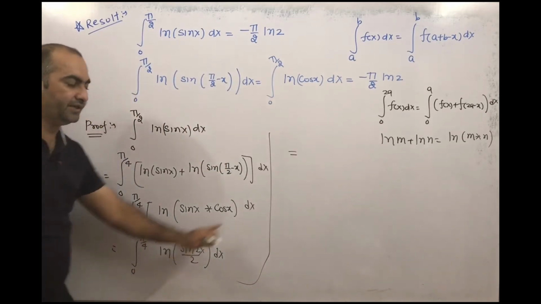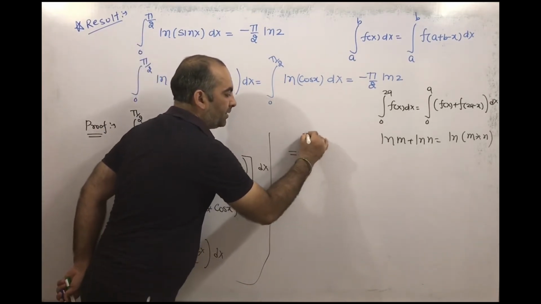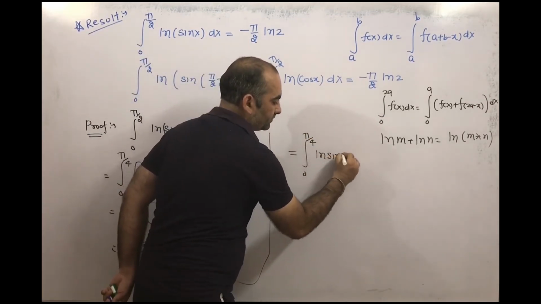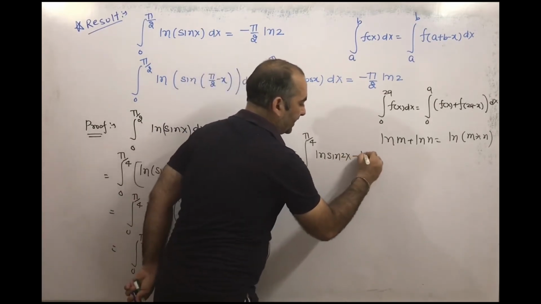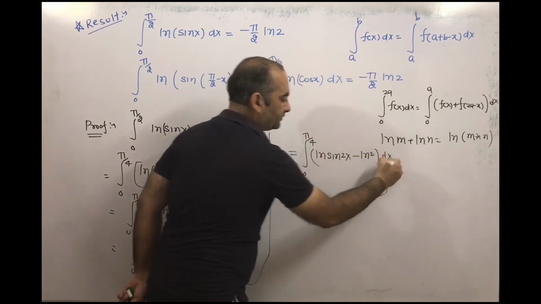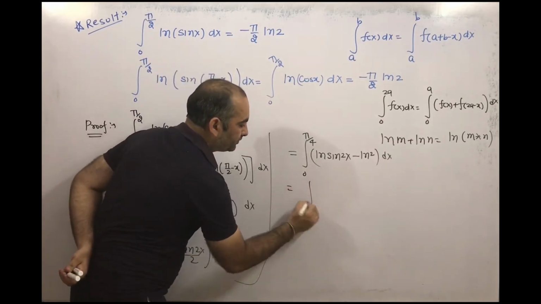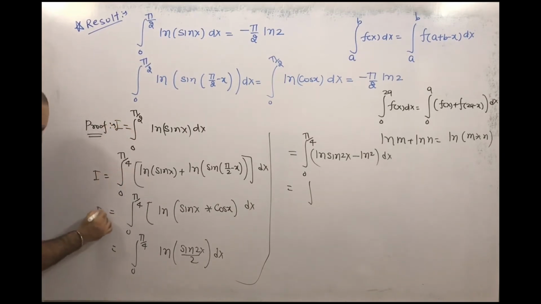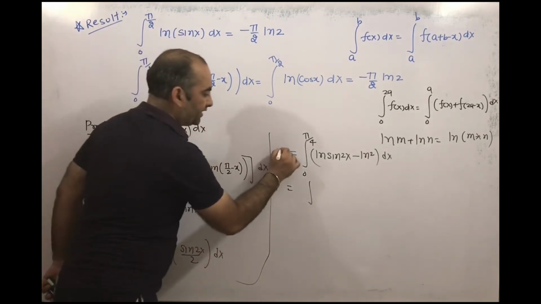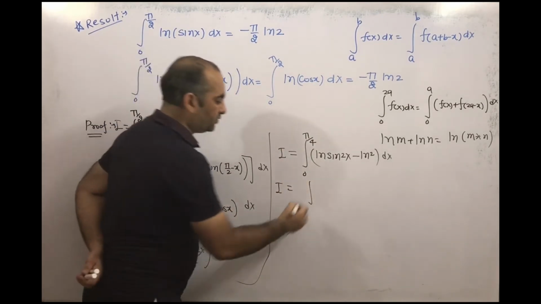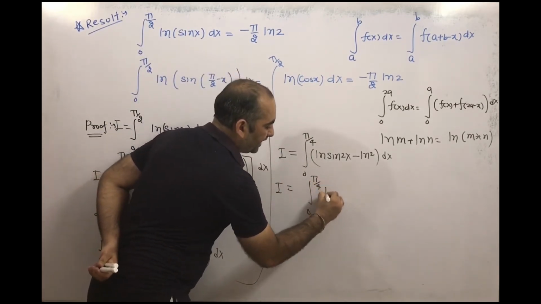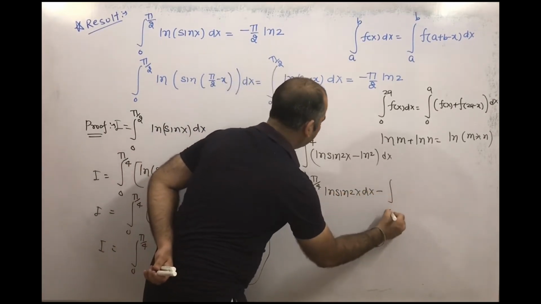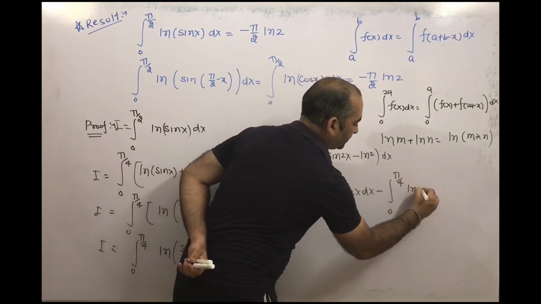Okay, after this one we are writing here integration 0 to pi by 4 ln sin 2x minus ln 2 dx. So this will come, this one is I. So I equals integration 0 to pi by 4 ln sin 2x dx minus integration 0 to pi by 4 ln 2 dx.